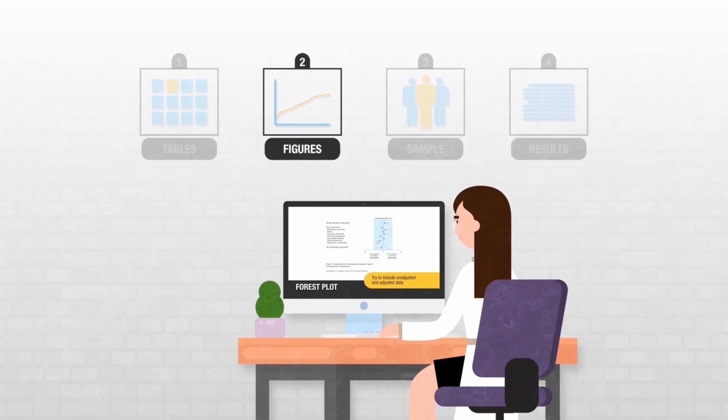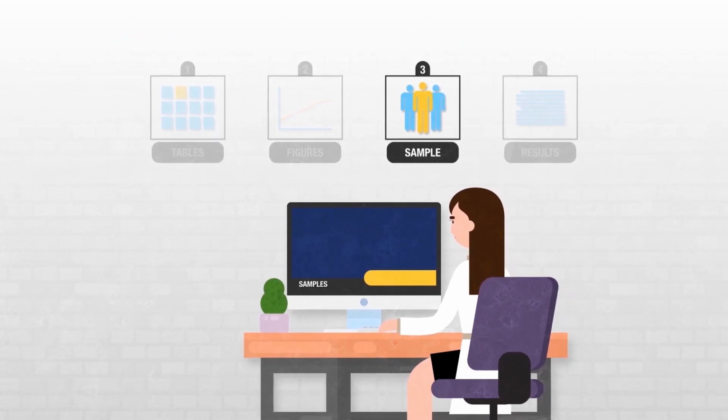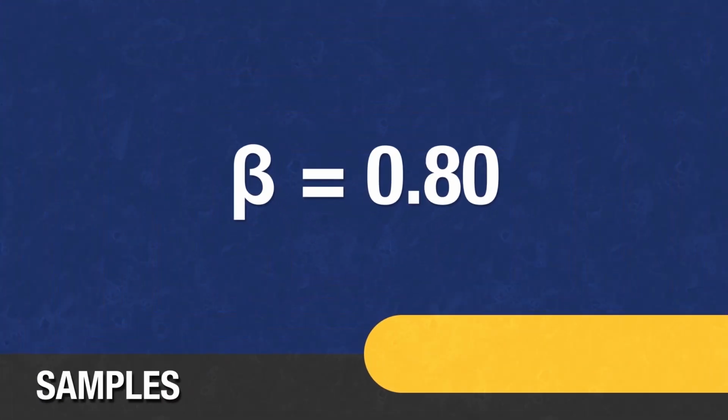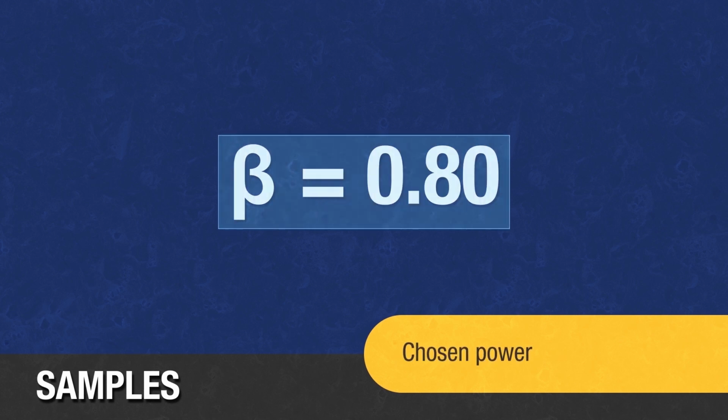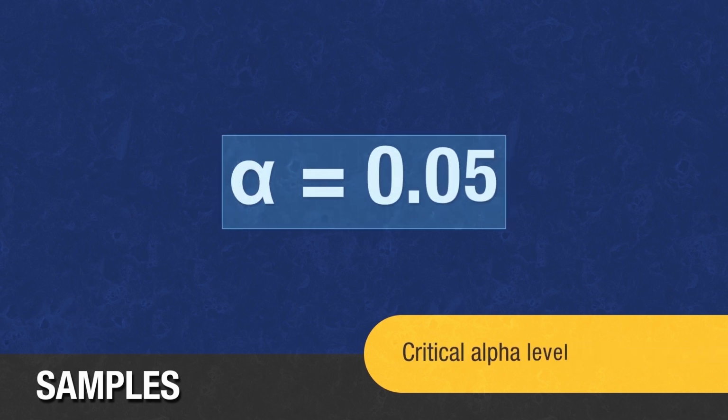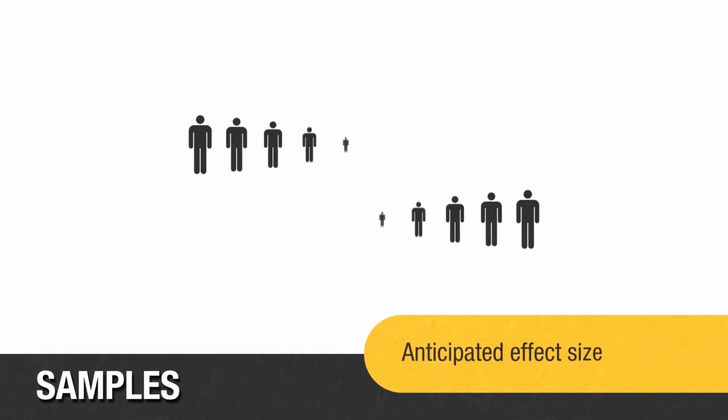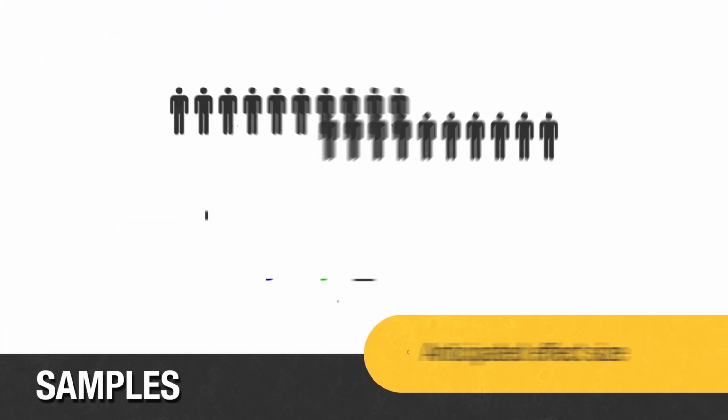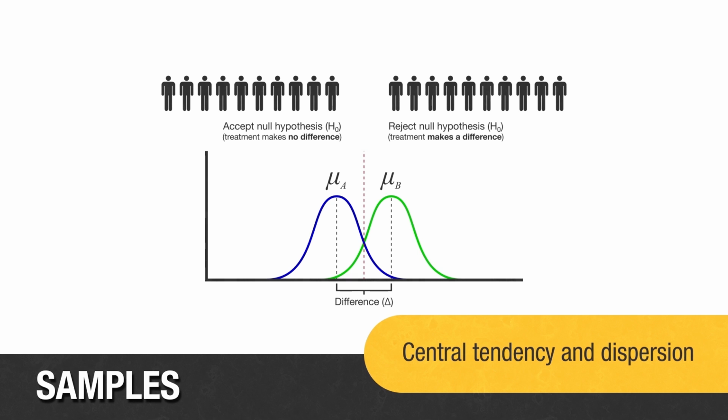For all randomized trials, a sample size calculation is required. Sample size calculations should include the chosen power of the study to detect a difference, traditionally set at 0.8, the chosen critical alpha level, traditionally set at 0.05, anticipated effect size of the intervention, and the measures of central tendency and dispersion in the 2 groups.